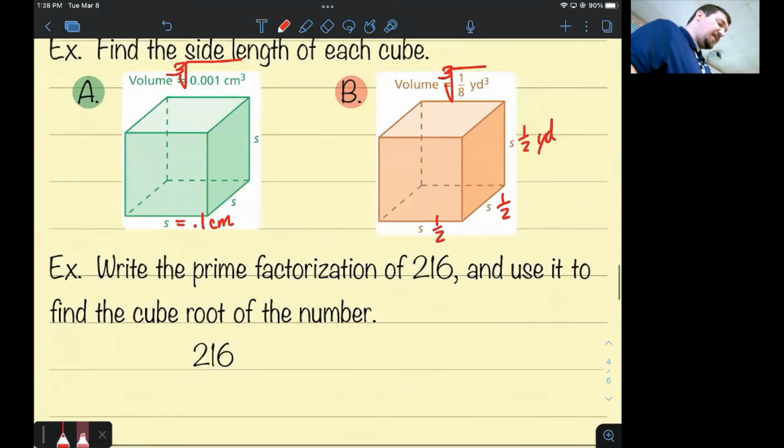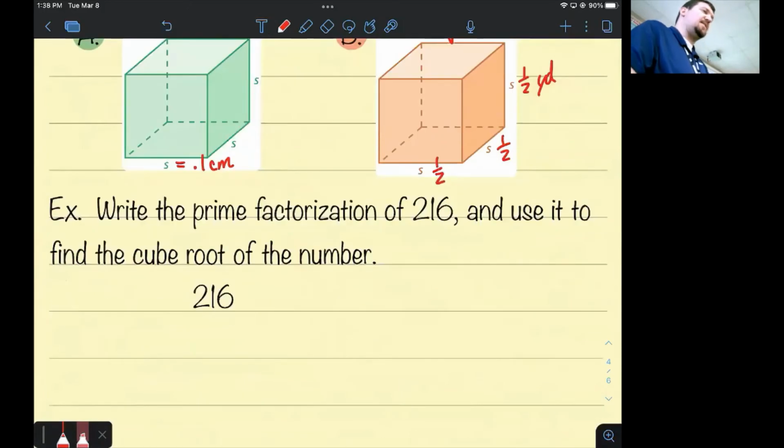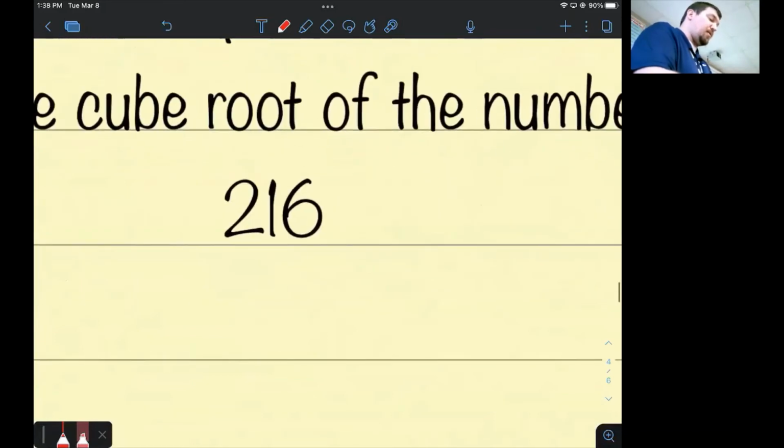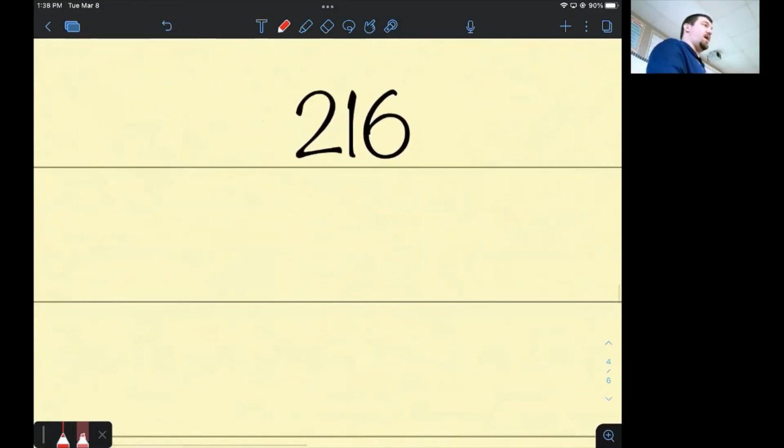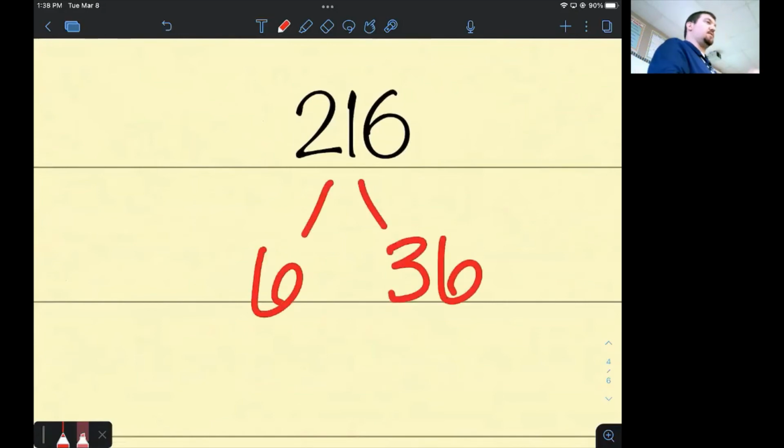Next example, write the prime factorization of 216. Do you remember doing prime factorization, factor trees? It says write the prime factorization of 216 and then use it to find the cube root of the number. Well, let's see what the prime factorization of 216 is. Can you give me any number other than 1 that goes into 216? Maddox? 6 times 36 gives you 216.